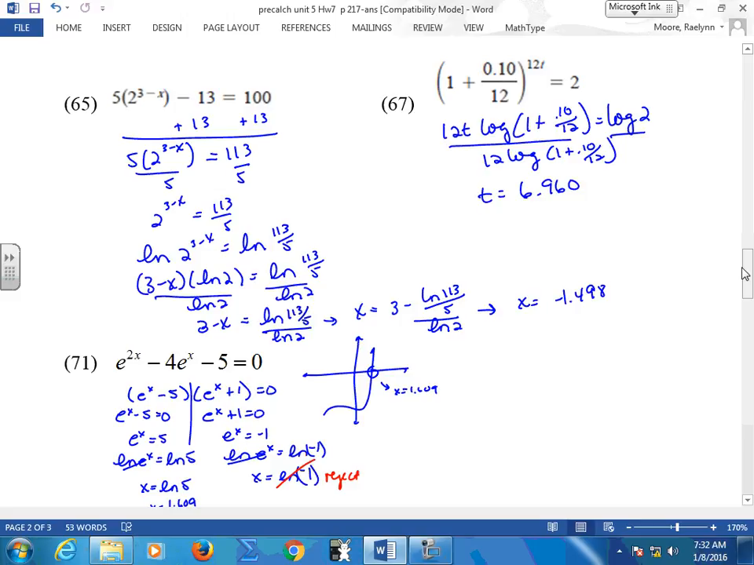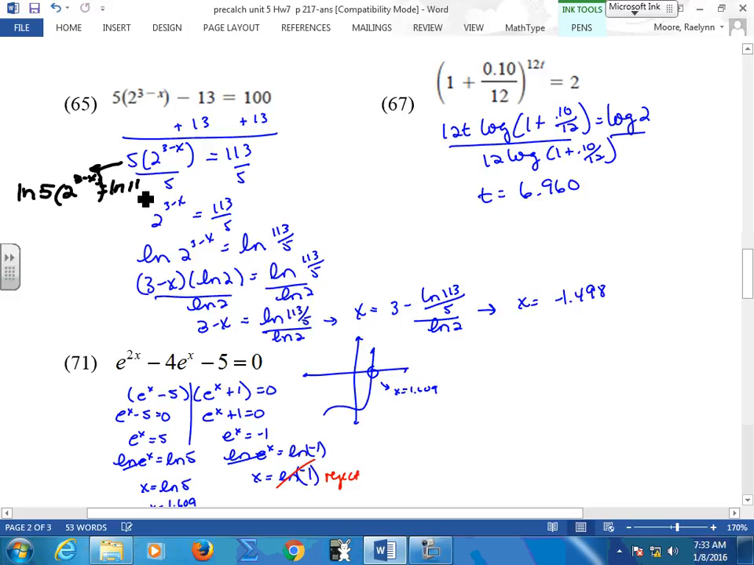Isolate that whole thing. That exponent, 3 minus x, only belongs to the 2. So divide by 5 if you like, or if you take the product, you can take the ln of both sides and then use your product rule. Either way. If you take the ln of both sides right here, use your product rule. ln 5 plus, bring this down, and then continue from there.